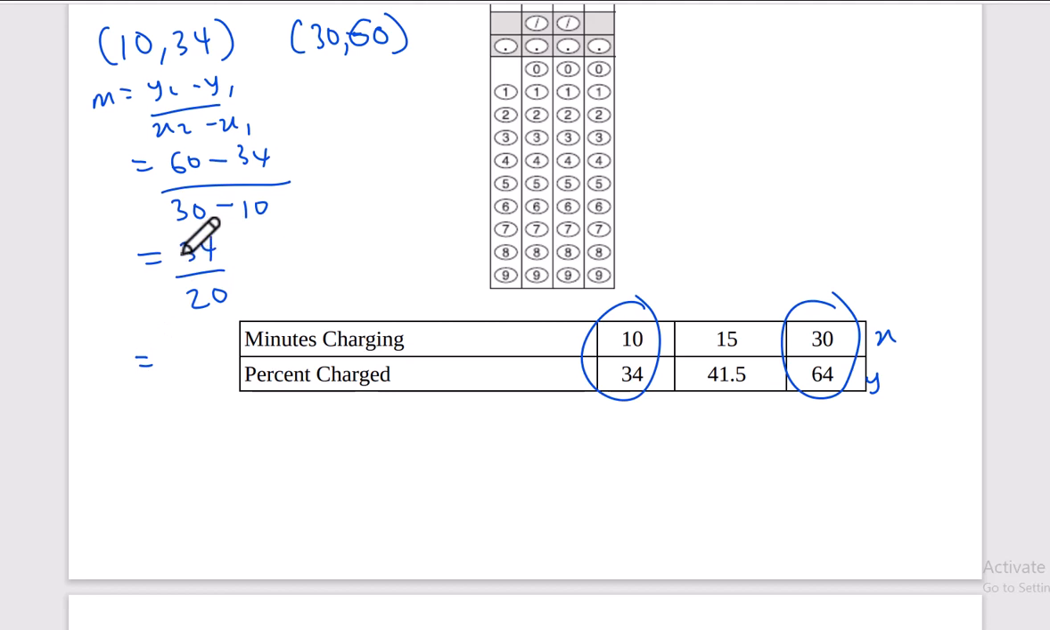Let's cancel out. 2 here is 18, right? And 2 here is over 10.